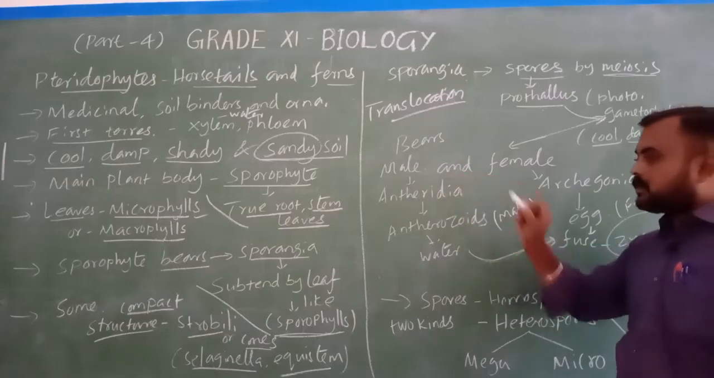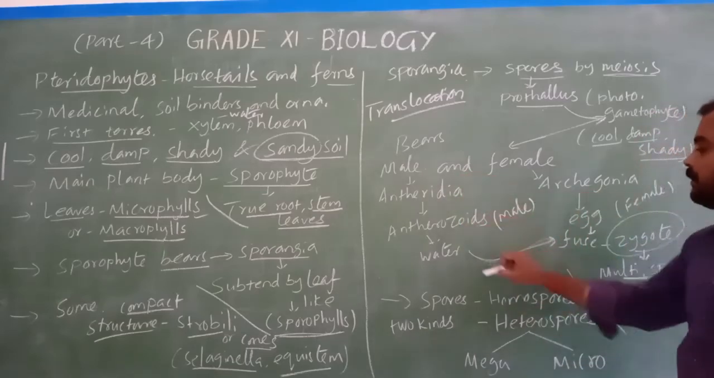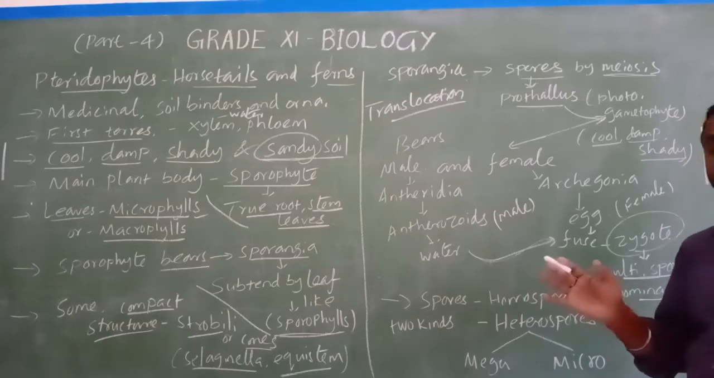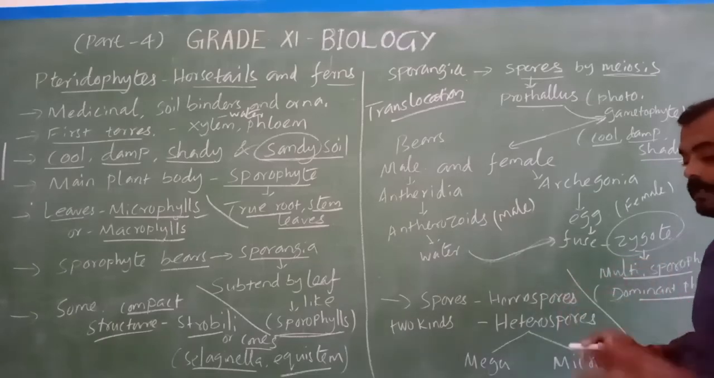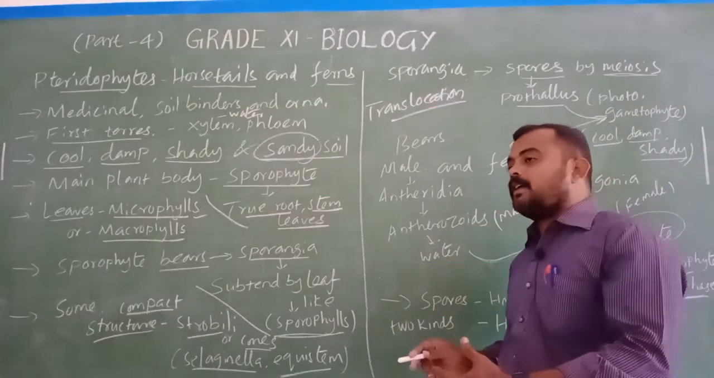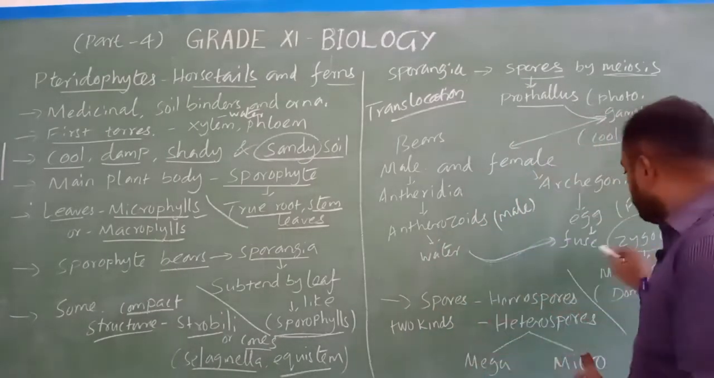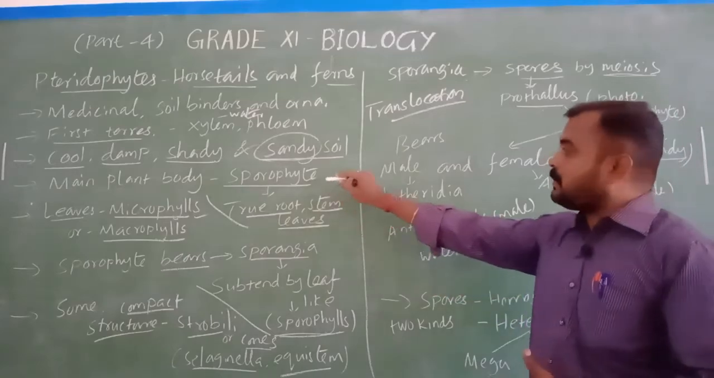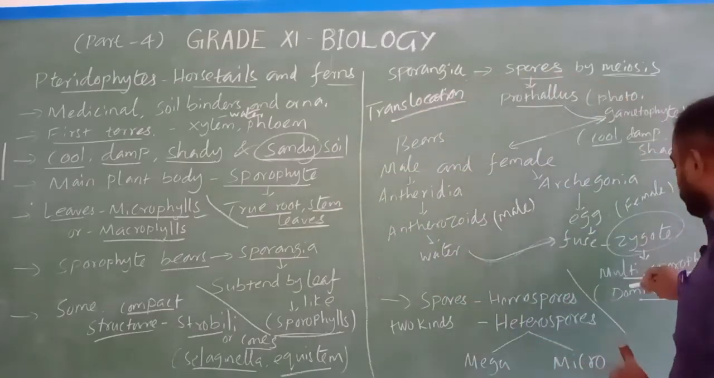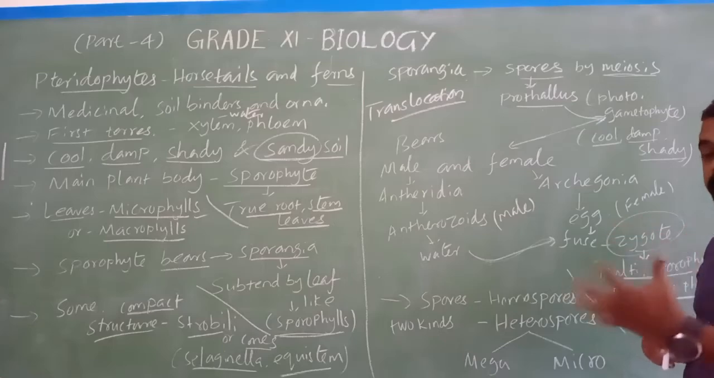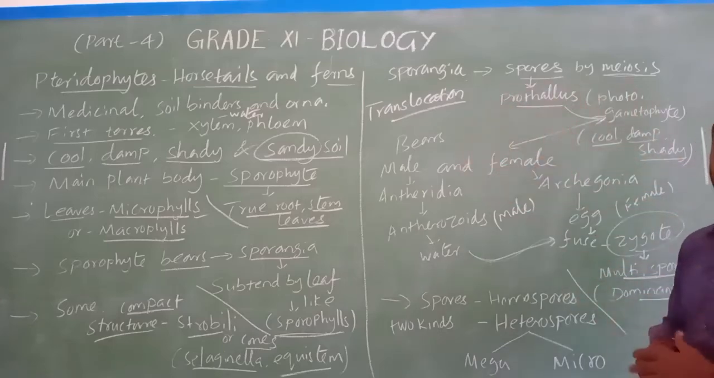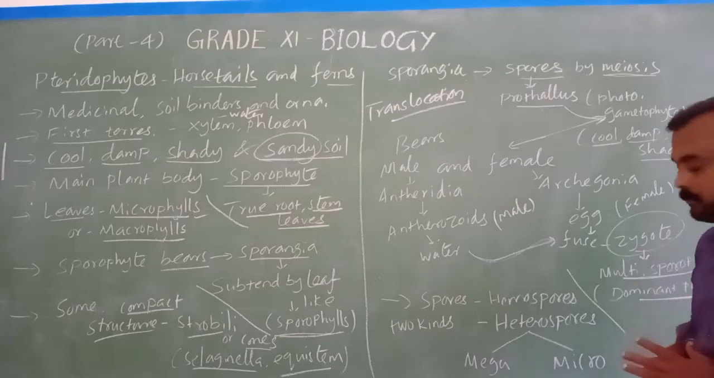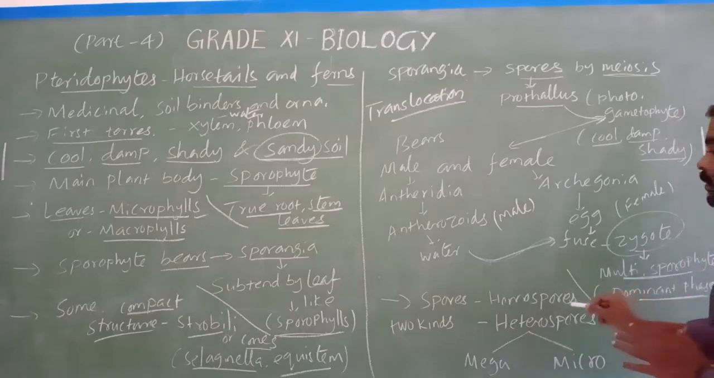Male reproductive system is antheridia, then archegonia. Then the fusing of male and female gamete happens. Then the dominant phase of sporophyte comes out. So it is one cycle: sporophyte, then gametophyte, then sporophyte. But the main phase is what? Sporophyte. But in the bryophyte, it is gametophyte. Don't forget that.